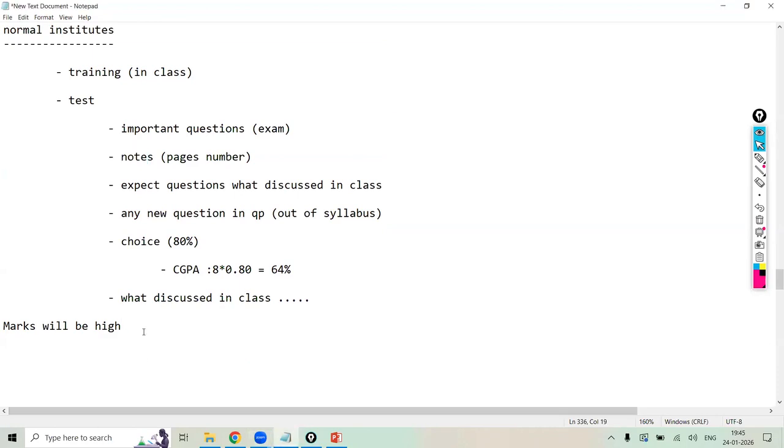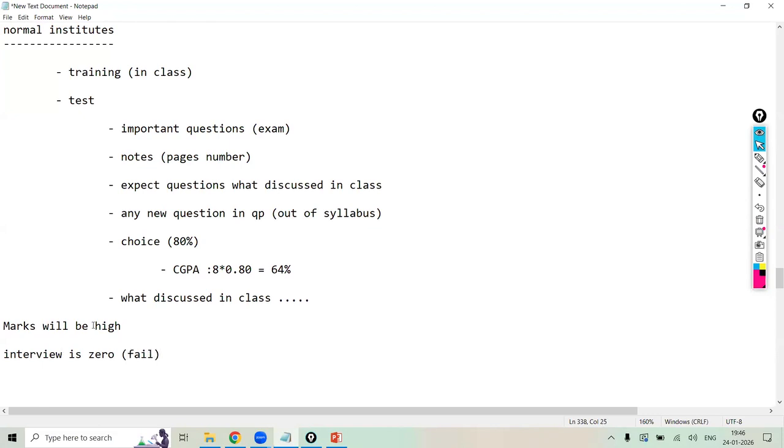Right? Now in this case, what happens? Marks will be very high. CGPA will be very high. But interview is 0. Once you come out of that, outside in the interview, they will never ask what was discussed in the college. They will ask applications. Now what happens? Interview is 0, which means you fail in the interview.